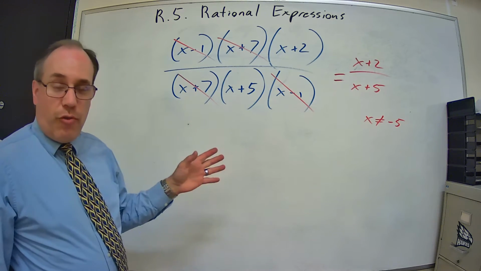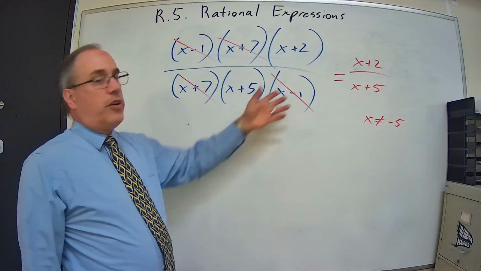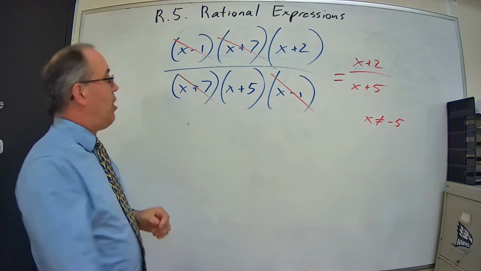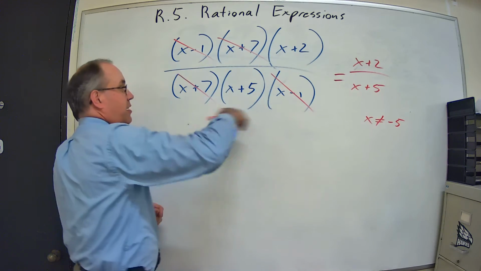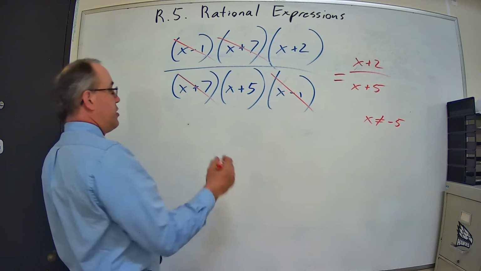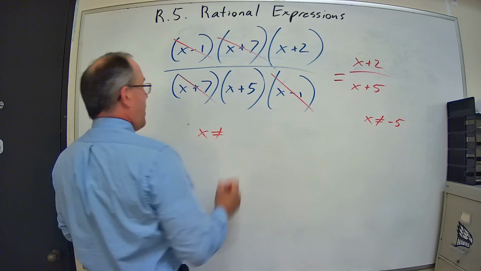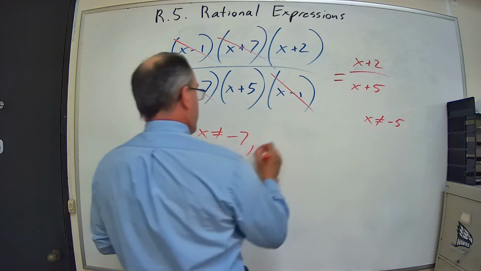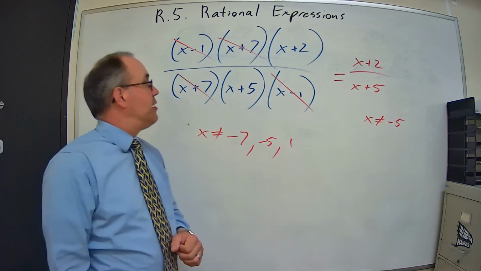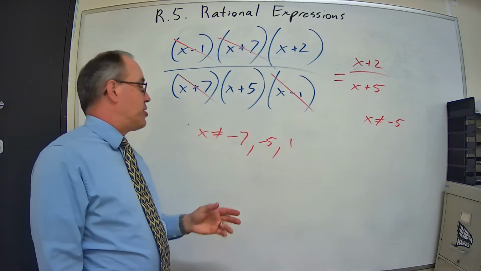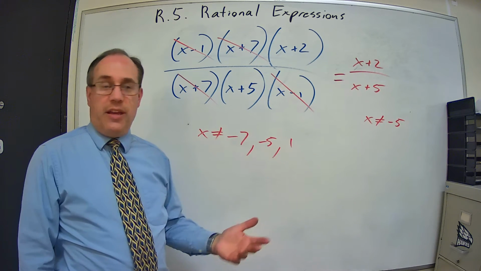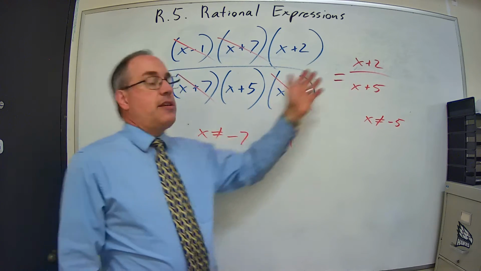But we have to be careful because we did start with this function. So we cannot allow this function to divide by 0. So the domain of this function is really x not equal to negative 7, negative 5, and 1. So we can't allow the original expression to be equal to 0. Therefore, we should find the domain first and then simplify.